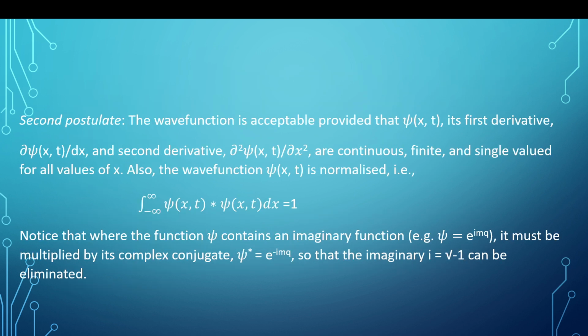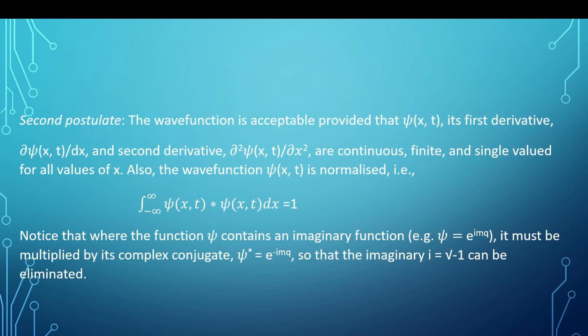Second postulate of quantum mechanics, it is called the wave function is acceptable provided that psi x t and its first derivative and second derivative are continuous, finite, and single valued for all values of x. Also, the wave function psi x t is normalized. The meaning of normalization is given here. Integration limits are minus infinity to plus infinity. Psi star x t multiplied by psi x t dx equal to 1.